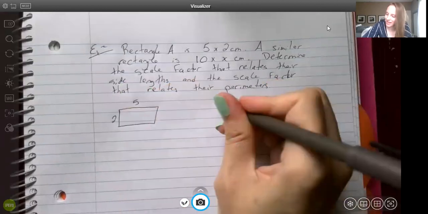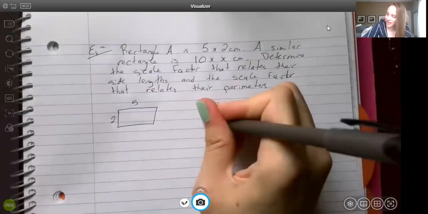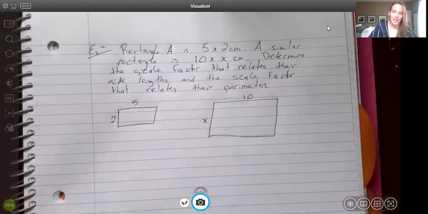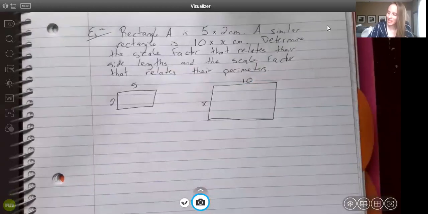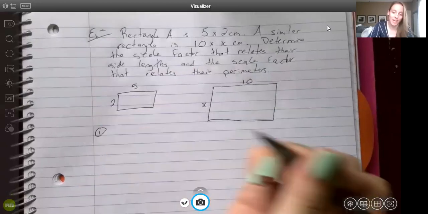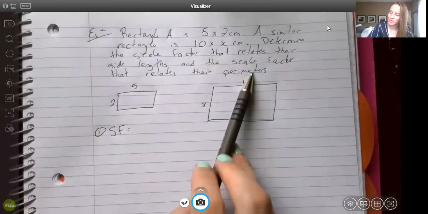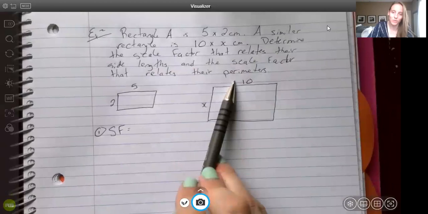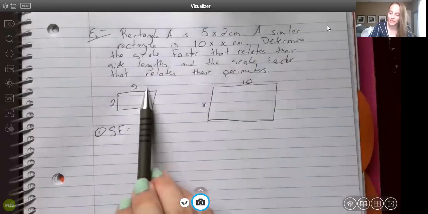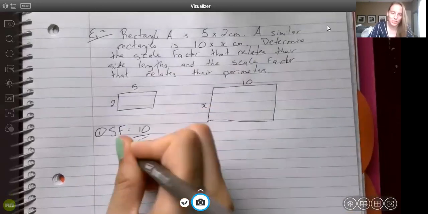A similar rectangle is 10 by x centimeters. And then it said determine the scale factor that relates their side lengths. So that is the first actual calculation I will be doing. My scale factor is going to be taking my new shape and dividing it by its corresponding side on the original shape. So 10 over 5 is obviously 2.